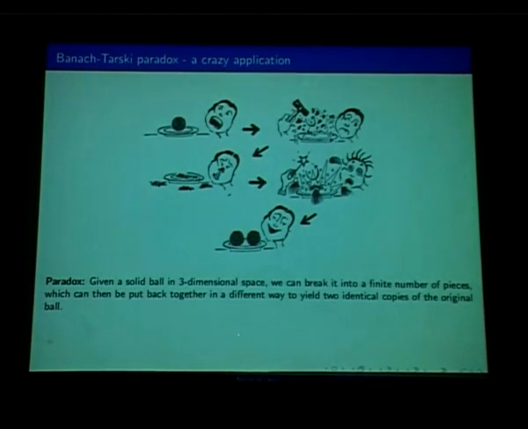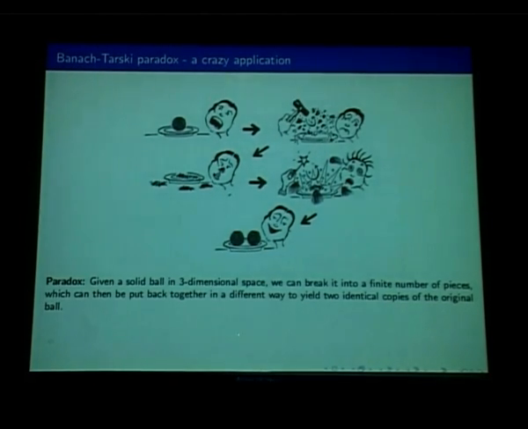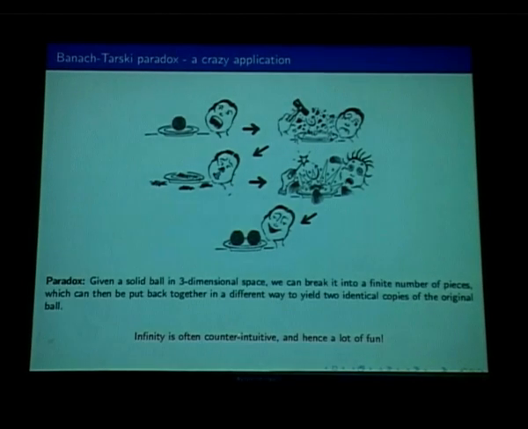This is another crazy application, of which I won't give the proof, but it's just so crazy that I thought I should mention it. One application of the axiom of choice is that given a solid ball in 3D, you can break it mathematically into finitely many pieces and then put them back together to make two of the same ball, which is very counterintuitive, right? But then infinity is often counterintuitive, and that's why it's a lot of fun.